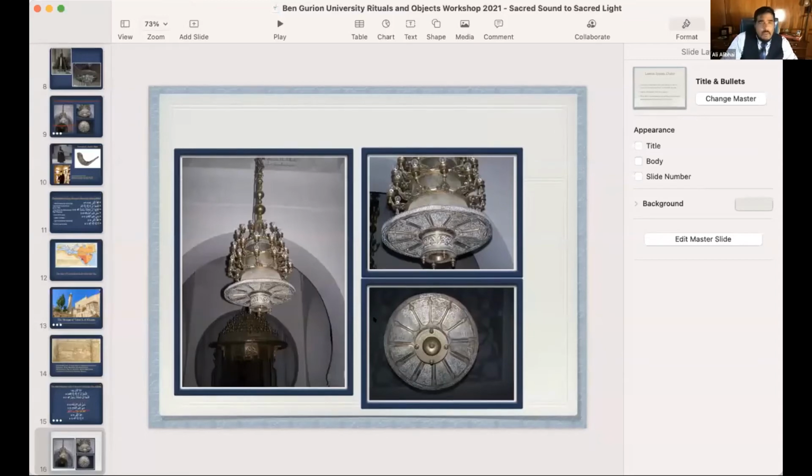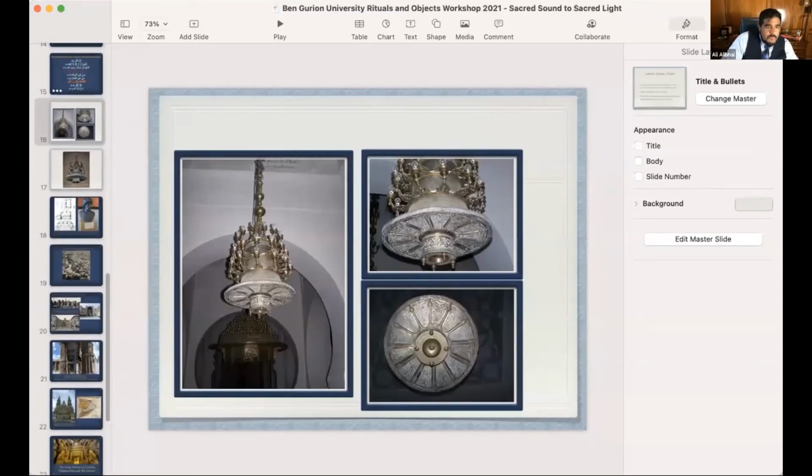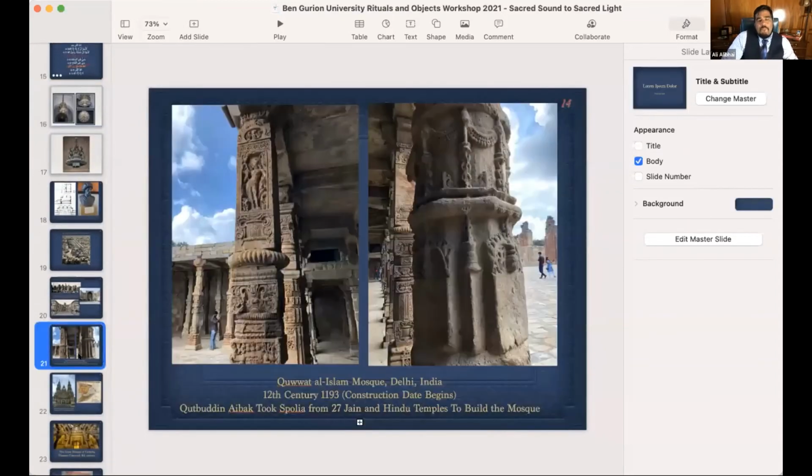just quickly go to it. In the other instances, I actually brought this image of the Quwwat al-Islam Mosque. This is the one with the pillars that were taken from 27 Jain and Hindu temples and reused in the mosque. It's a pan-Islamic phenomenon that we see.